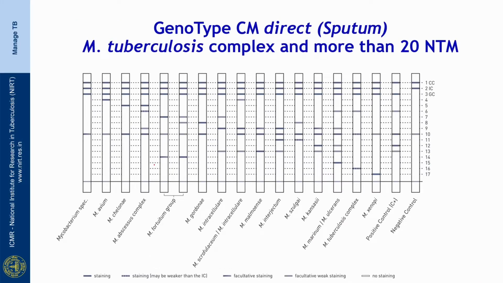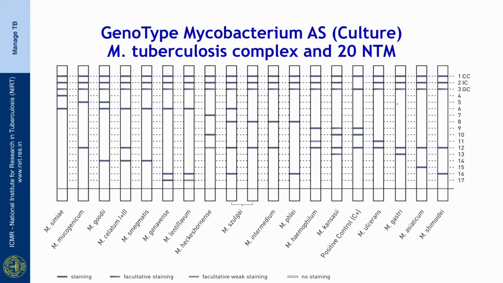Now, this is the first test, which is the GenoType CM test. This can identify up to 20 non-tuberculosis mycobacterium based on the banding pattern, which is here. Each banding pattern is very peculiar for a particular organism, and this can be directly done on sputum samples. The next is GenoType Mycobacteria AS, which can be done only on culture, and this can also identify 20 non-tuberculous mycobacteria apart from Mycobacterium tuberculosis.